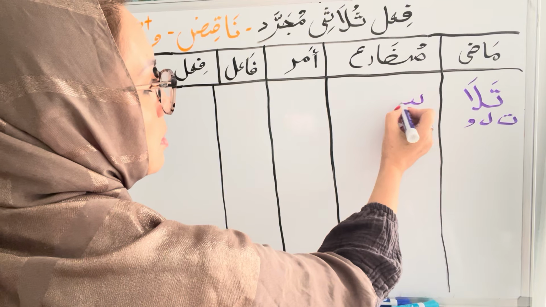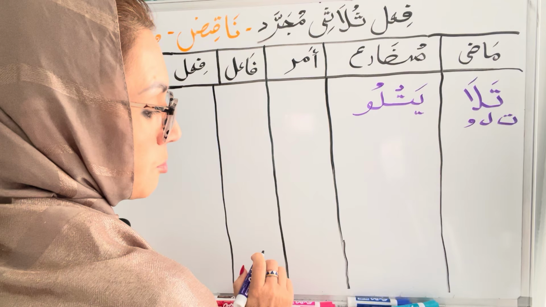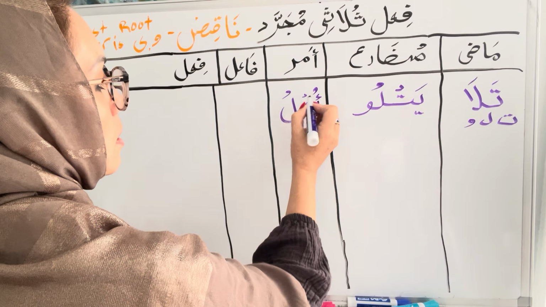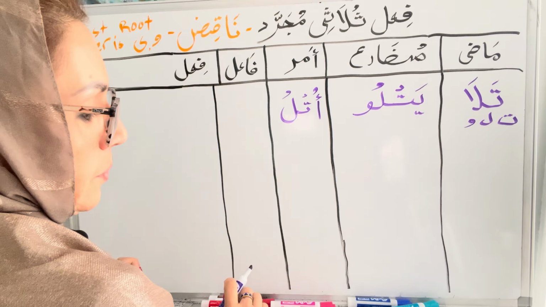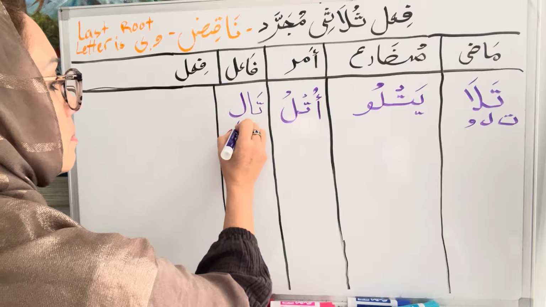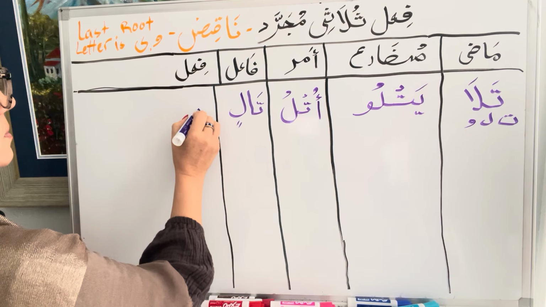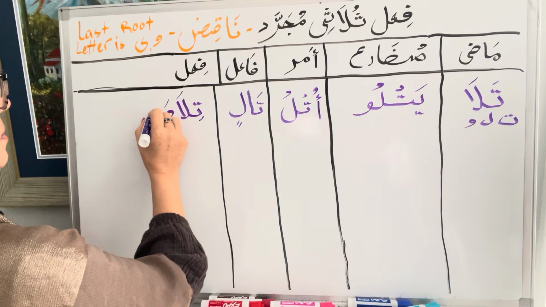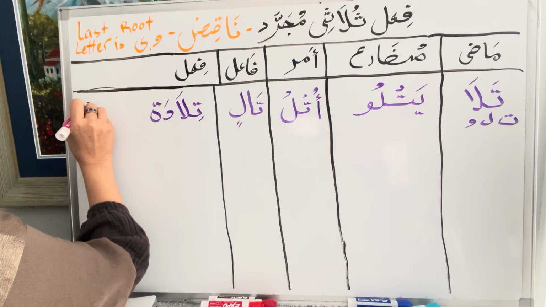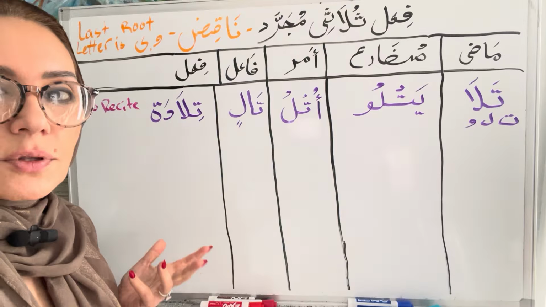Tala, yatlu. And then the amr, the command version, becomes utlu. Okay, and then the fa'il becomes talin. And then the actual verbal noun is tilawa. Of course this means recitation, or to recite. And we've heard this tilawat of the Quran.